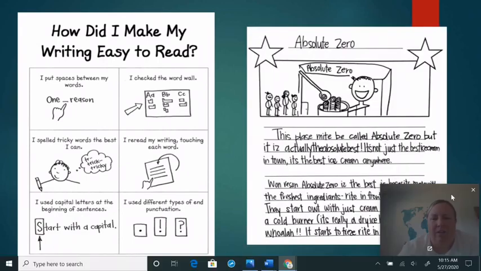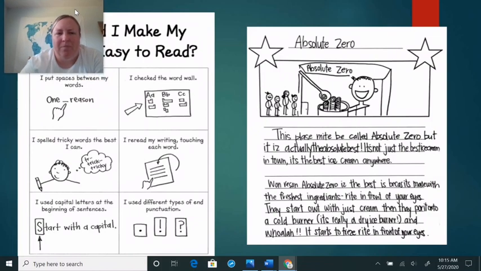I wanted to show you an example of writing that is really difficult to read. This piece of writing looks very neat, but it definitely has some places in it that could use some revision. This person is reviewing an ice cream place called Absolute Zero. "This place might be called Absolute Zero, but it is actually the absolute best. It is not just the best ice cream in town, it is the best ice cream anywhere."